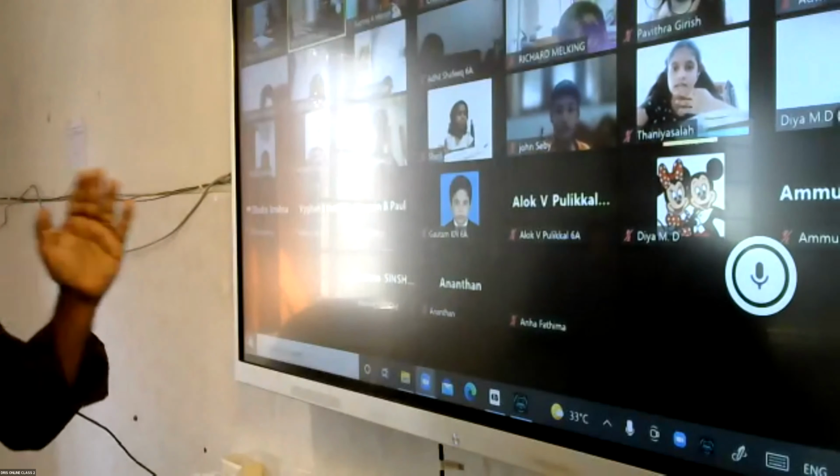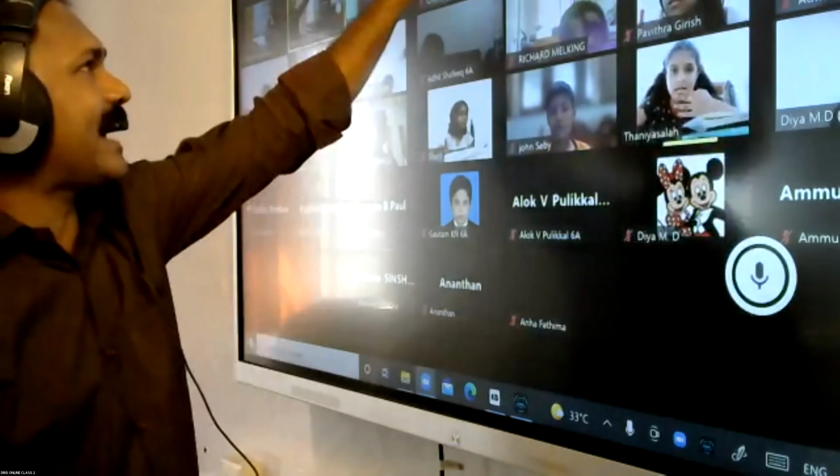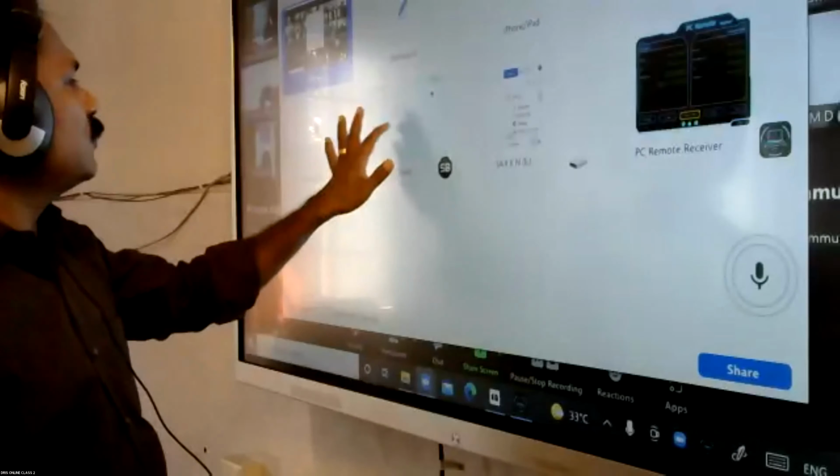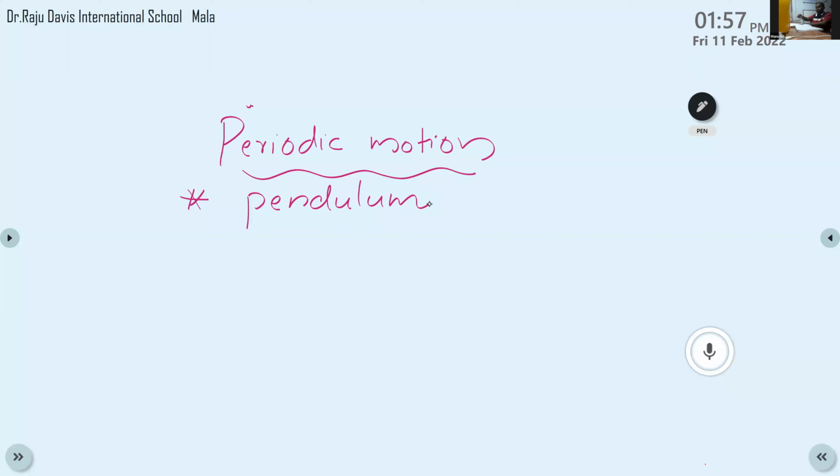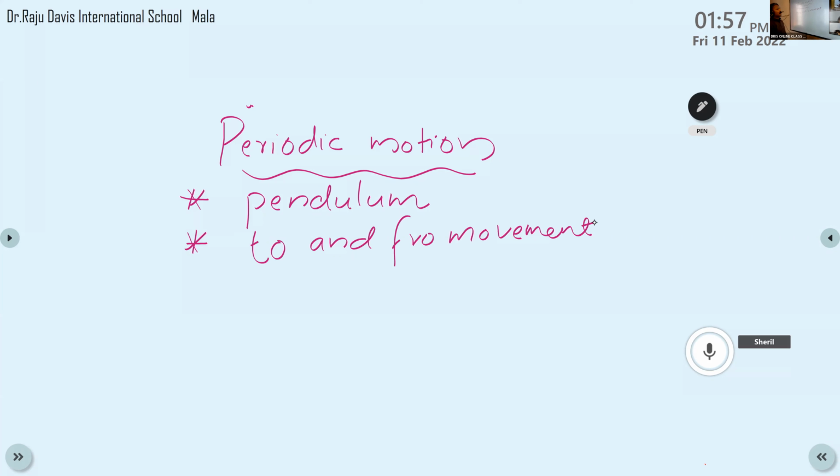Stone, and which type of movements? It moves to and fro, right? Yes, and it has a fixed interval. So it moves from one side to another side. We can see there is a movement of the stone here, a to and fro movement, in regular intervals of time. So such a movement is known as periodic motion.